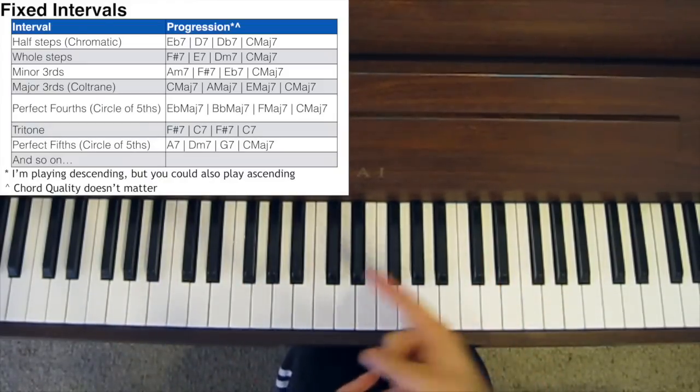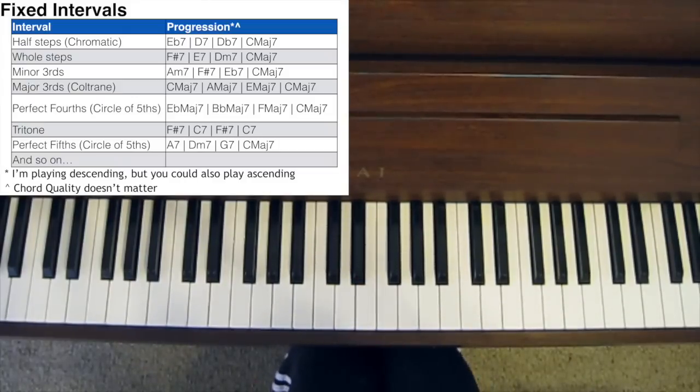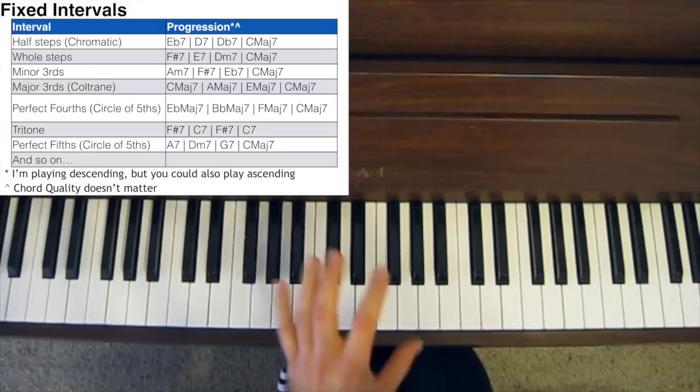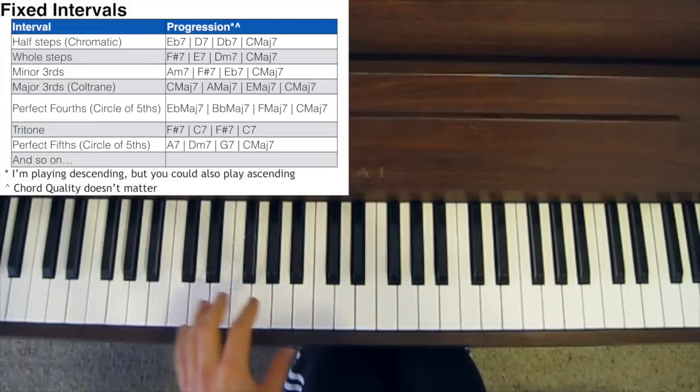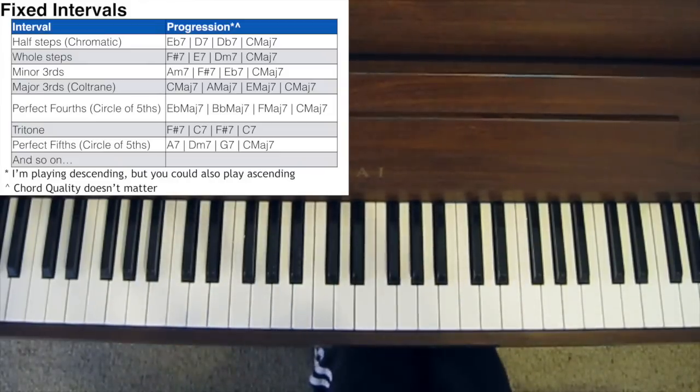And I've written that up here in the picture-in-picture, so you can pause and have a look if you like. But again, keep in mind that the quality of the chord doesn't matter. And in all of these instances, I'm playing descending, but you could also ascend in fixed intervals.